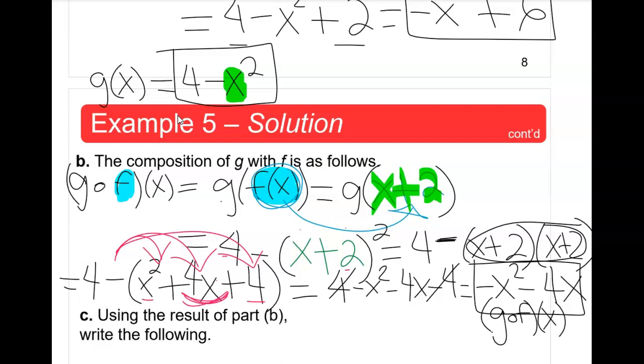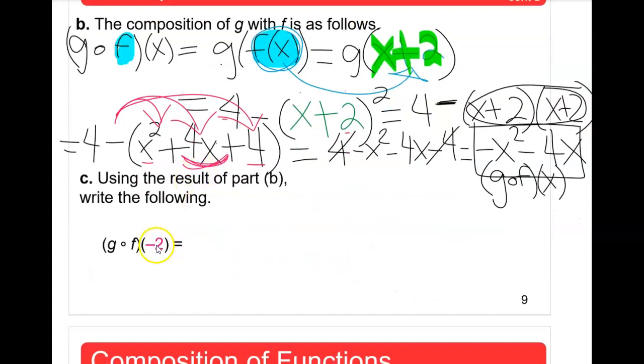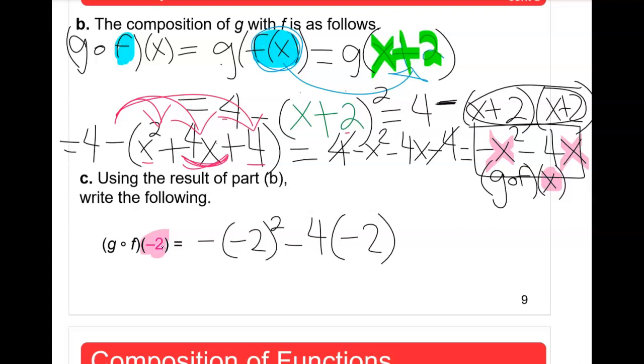That is the equation. Okay, now we're going to use part B to answer the question, which is what is g of f of negative 2? So meaning that here now the x is going to get substituted with the number negative 2. So here, and we have to follow everything else from the equation. So we have a negative parentheses, negative 2, and then square, minus 4, and then negative 2.